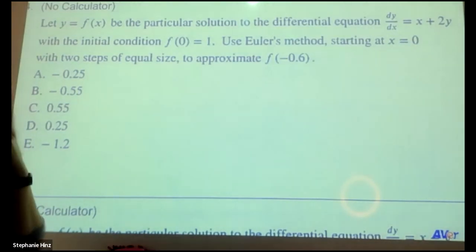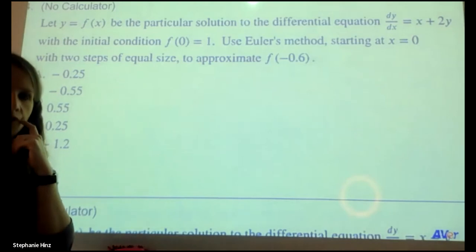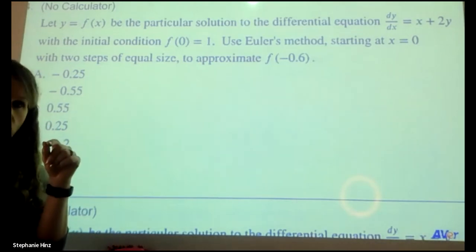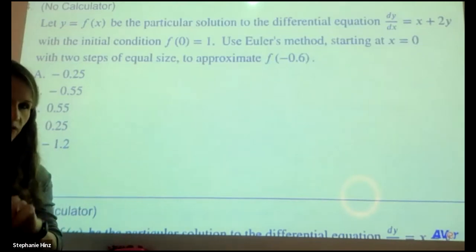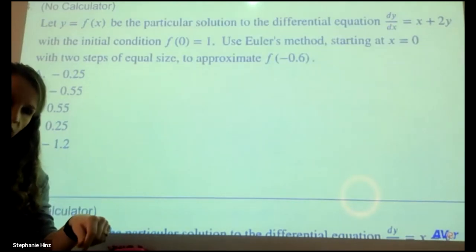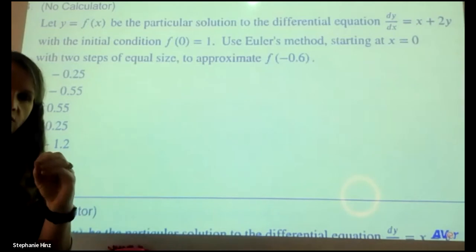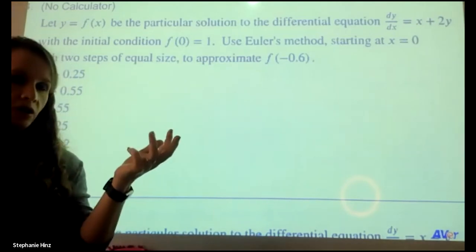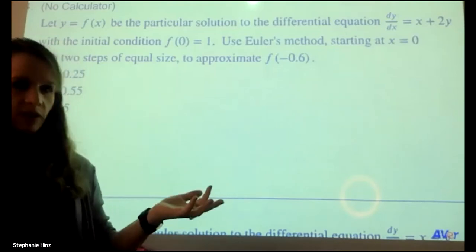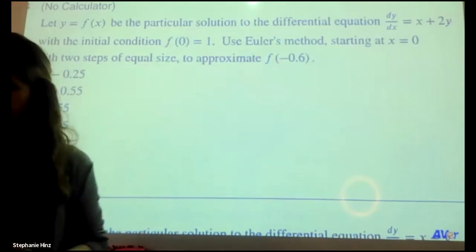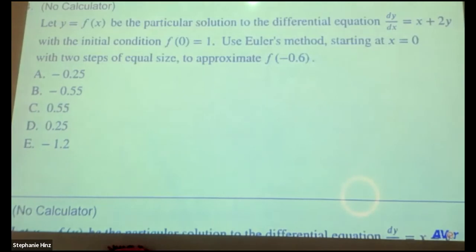So do you notice what's different about this problem? Our starting point is at 0 and our ending point is at negative 0.6. Everything that we've done up until this point, we've started at a value and we've approximated something larger. This one we're approximating something smaller. Not a big deal. We're just going to have a negative sign in a strategic place.